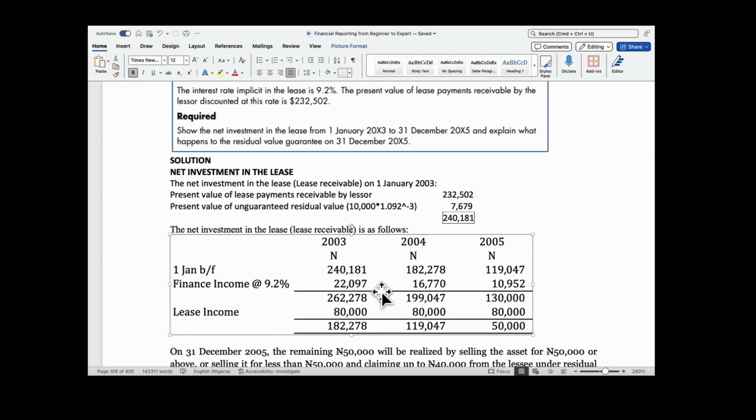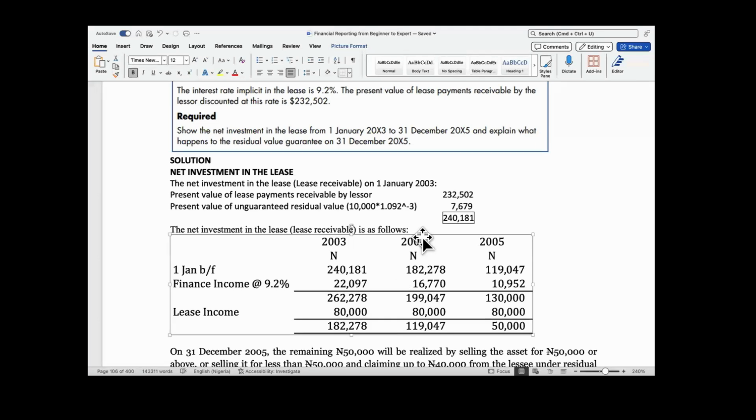Some questions can ask you, not just for this, they can ask you to prepare P&L and statement of financial position. In this net investment in the lease, the only thing that goes to P&L is just the finance income. And when you see this balance of 182,278 at the end of the year, that simply goes to your statement of financial position under non-current assets.